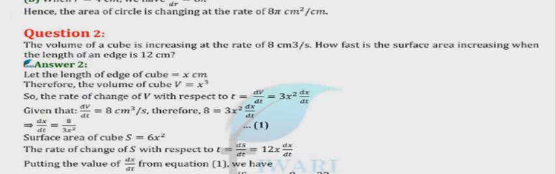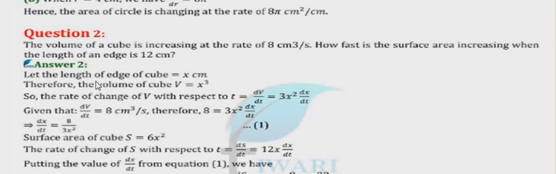Similarly, question number second: the volume of a cube is increasing at the rate of 8 centimeter cube per second, meaning dV by dt. Centimeter cube is the unit of volume, and per s means per second. So it is given that dV upon dt is equal to 8 centimeter cube upon second. Now it is asked how fast the surface area is increasing when the length of the edge is 12 centimeter. That means dV by dt is given, and it is asked what is the value of dS by dt.